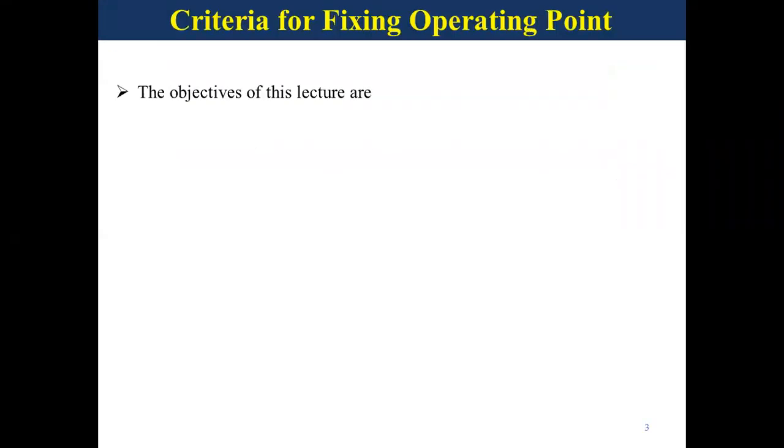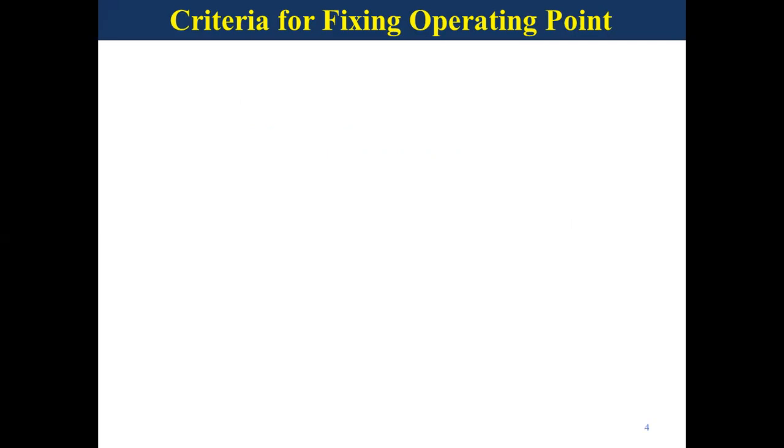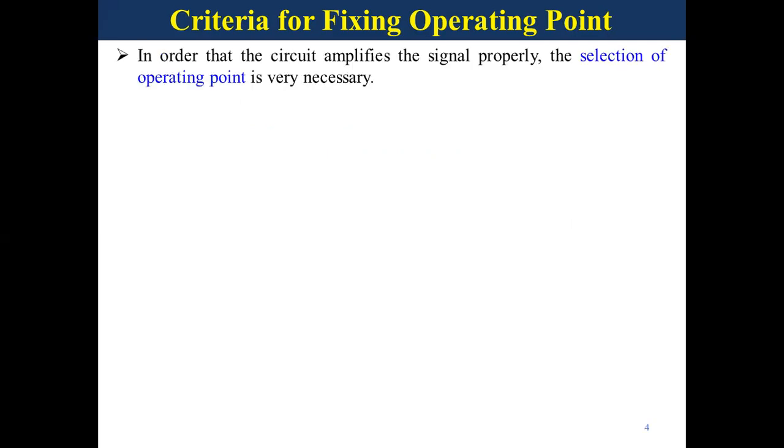The objectives of this lecture are selecting the operating point for an amplifier, the effect of operating point on amplifier output, and the maximum input signal that an amplifier can handle based on operating point. The selection of operating point is very important for amplifier circuits for proper operation.